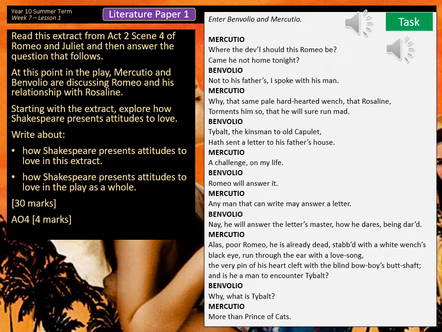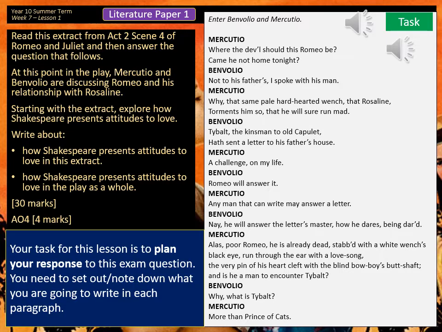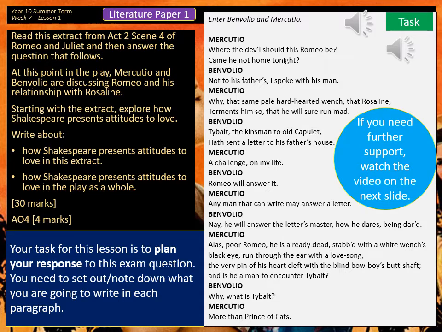Your task for this lesson is just to plan the response to this question. Okay, and by plan I mean you need to set out or note down what you are going to write in each paragraph. What is your response going to look like? If you're happy with that, if you know how to do that, you're happy to go on and do that, you can pause now and do that task. If you need further support, so if you're not sure what to do, not sure how to plan, not sure what the extract is saying, you can watch the video on the next slide.